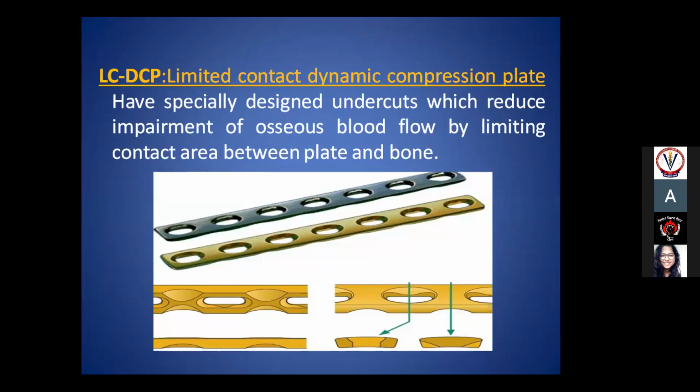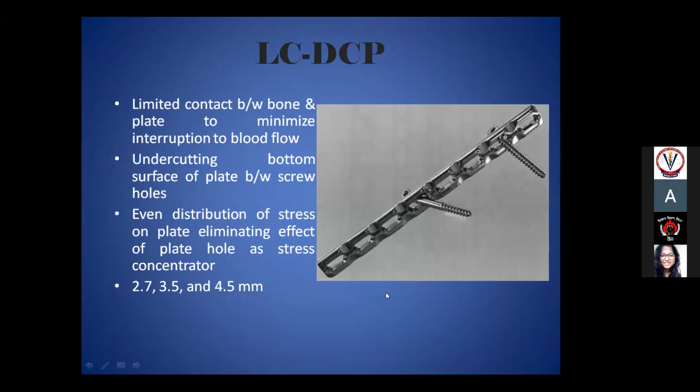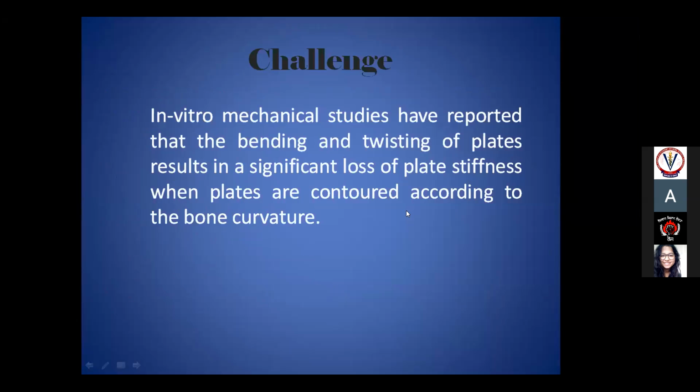To counteract this disadvantage, they have developed another type of dynamic compression plate, what we call limited contact. The difference in a limited contact plate is that the upper surface of the plate is the same, but on the under surface there are cuts provided so that there is a possibility of blood vasculature to develop under this plate. So the under surface of the plate is like this. This will have limited contact on the bone so that the problem of osteoporosis is avoided.